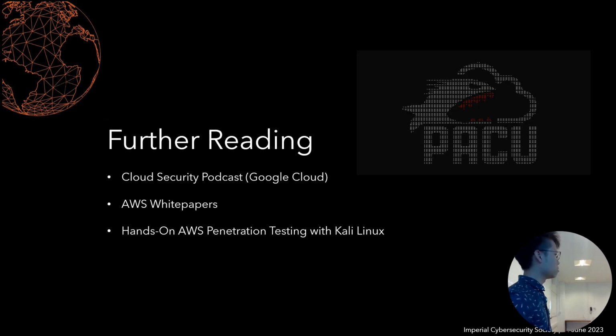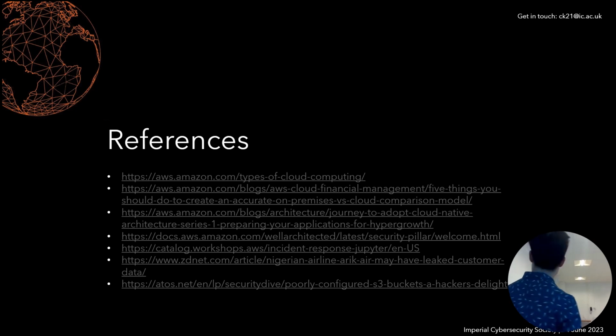So that's really the end of everything I have to say. The next part is about further reading if you want to learn more. First is a very popular podcast by Google Cloud on how they do cloud security. Second is white papers by AWS. And third is a book called Hands-on AWS Penetration Testing with Kali Linux. This is a very good book to understand how to pen test your AWS services. Over here, there's a tool called Pacu. Pacu is a tool that's specifically designed to pen test AWS services, so you can go and read more on how to use Pacu. These are my references.